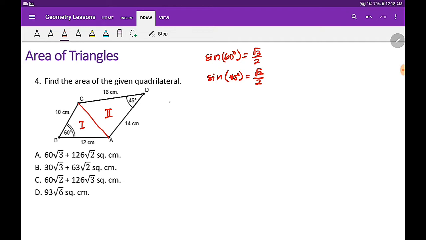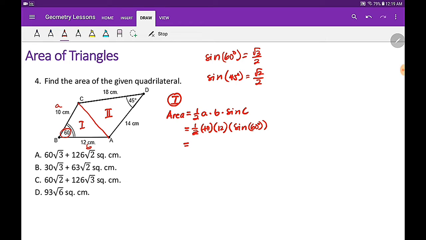So let's first attack triangle number 1. In triangle number 1, the area is equal to 1/2 times A times B times sine C. So that's our A, that's our B, that's our sine C. The area is equal to 1/2 times A, which is 10, times B, which is 12, times sine 60 degrees.